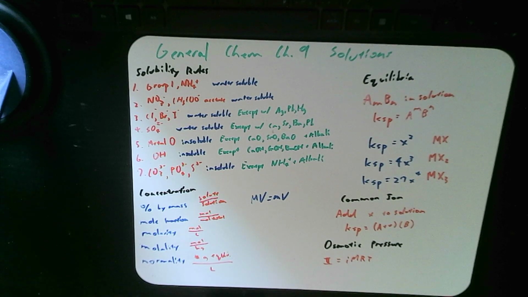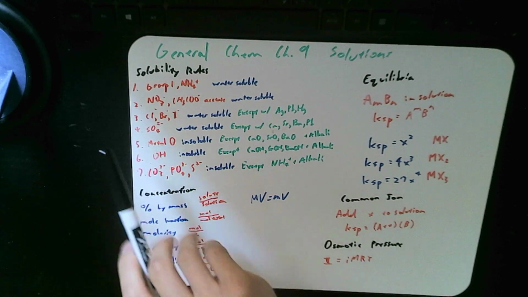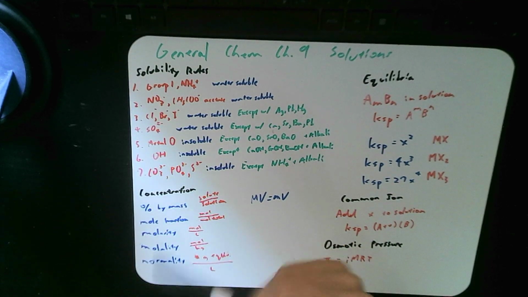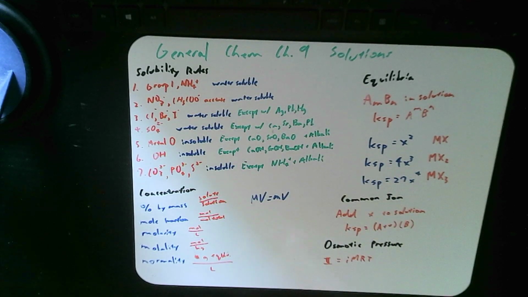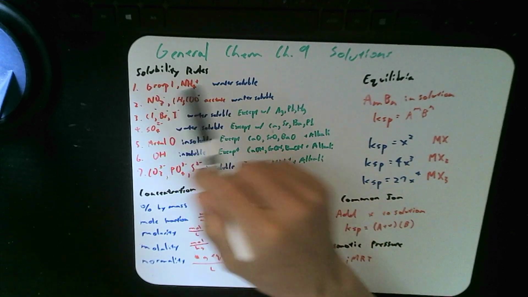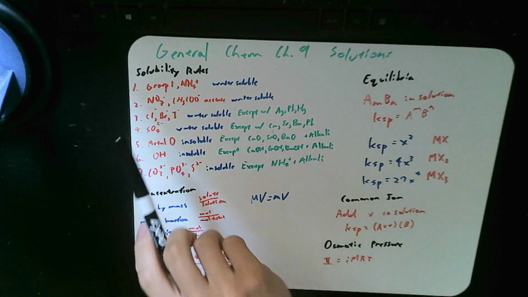We have chapter 9 for general chem. Now, solutions are a bit of a whack because of the solubility rules. Thankfully, you don't need to know all of them. Just generally, group 1, all the alkali metals plus NH4, all of them combined with another compound are water soluble. So that comes as an exception for many of the other ones too.